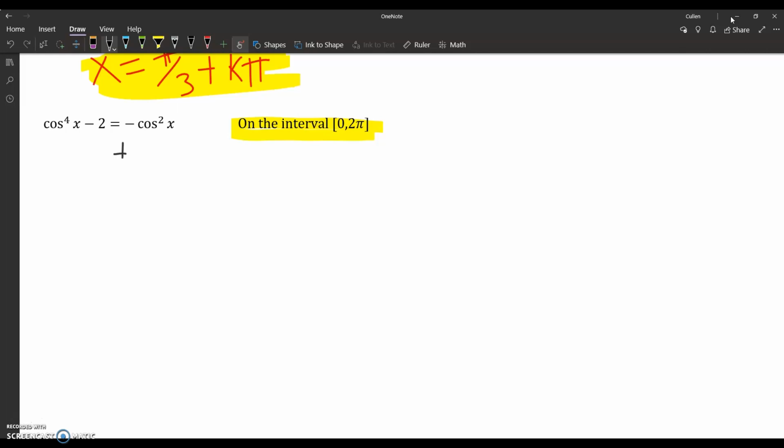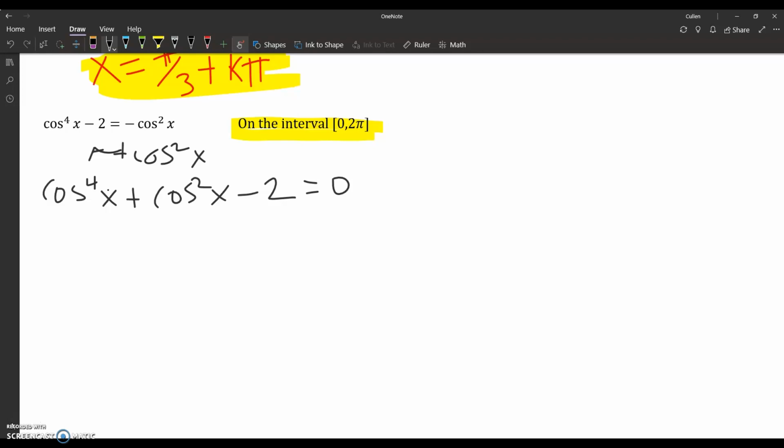So if you add this cosine squared x, I'm going to add that to both sides. And when you do that, you're going to move it over here. It's going to be positive. So it'll be cosine to the 4th x plus cosine squared x, and then it'll be minus 2, and it equals 0. Okay. And now what we're going to do is, this is in the quadratic form, and we're going to factor it, and then we're going to have two different trig equations to solve.